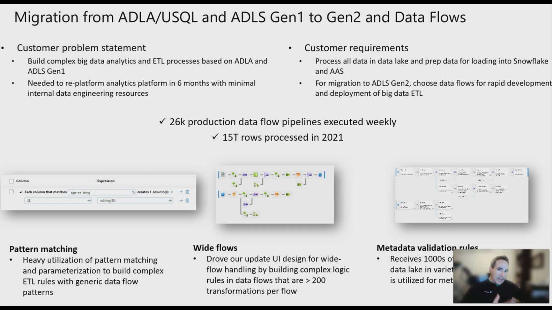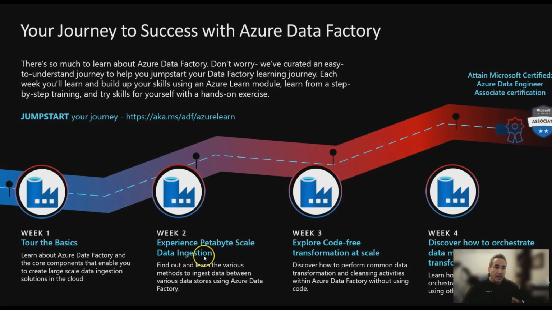And a lot of the really advanced features in mapping data flows that ADF brings to the table that were used here were things like pattern matching. So you don't have to build a separate transformation rule for every transformation you're going to do. Instead, you can apply a pattern. In this case, it's saying if the type of incoming column is a string, then you want to transform it. Or if you look at the middle section, when you have a wide flow, you have hundreds of transformations that you can apply. And you can also apply metadata validation rules to your patterns as well.